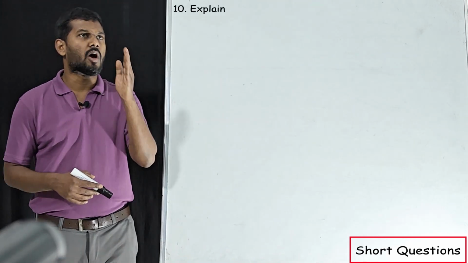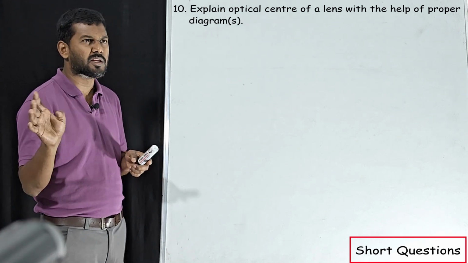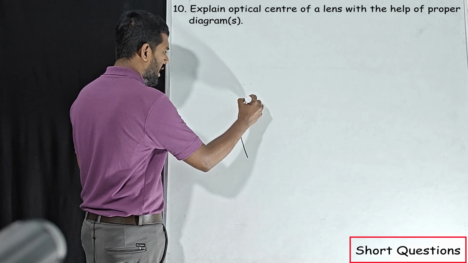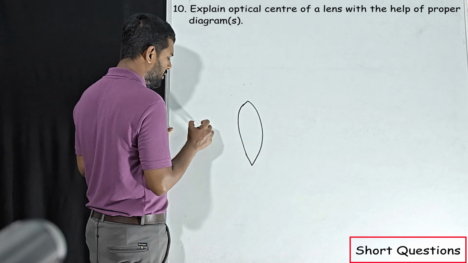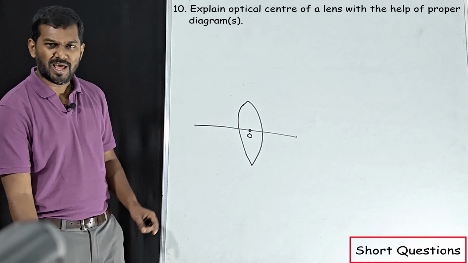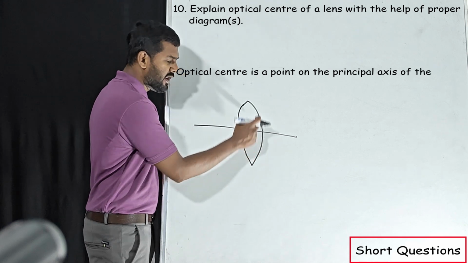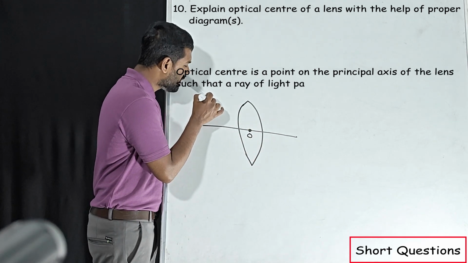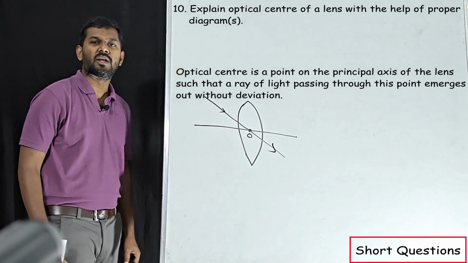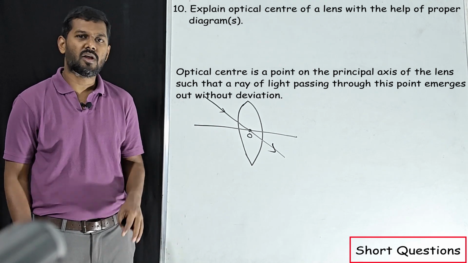Our next question, explain optical center of a lens with the help of a proper diagram. Diagram or diagrams, anything is fine. What is optical center? First you draw a lens. So the diagram can also be drawn. They are asking for the diagram also, right? So this is the optic center of a lens. Optic center is a point on the principal axis of a lens where, if a ray passes through the optic center, it emerges out without deviation. This is the explanation and diagram for optic center.